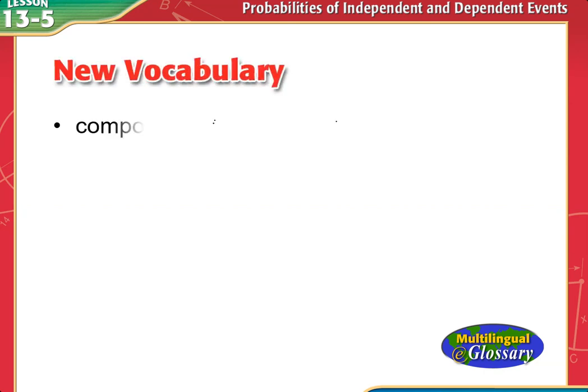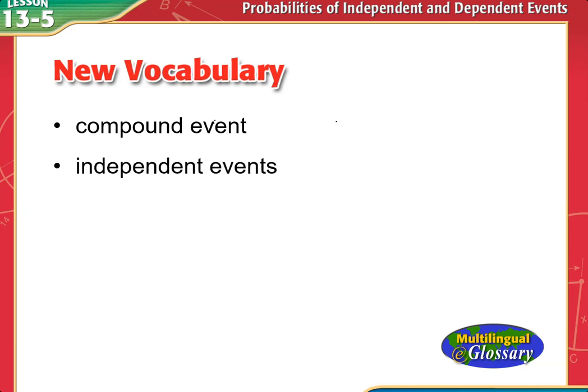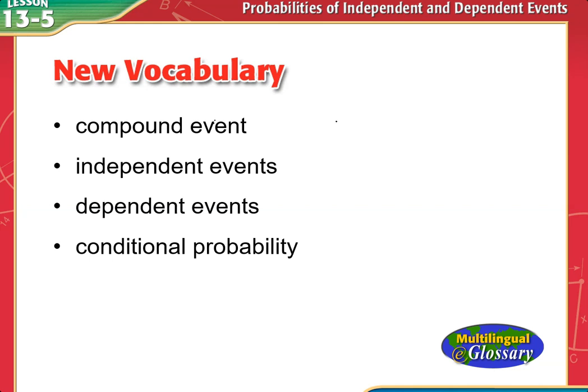We're here in section 13-5, and this is the probabilities of independent and dependent events, and we do have some new vocabulary. The new vocabulary is compound event. There's going to be more than one event. Then we're also going to have independent events, dependent events, and a new concept called conditional probability. We're also going to look at something called a probability tree.